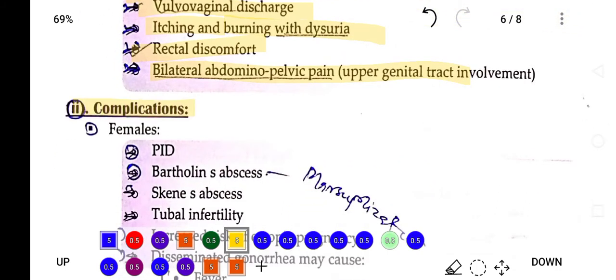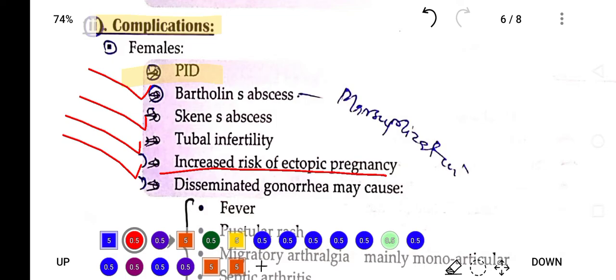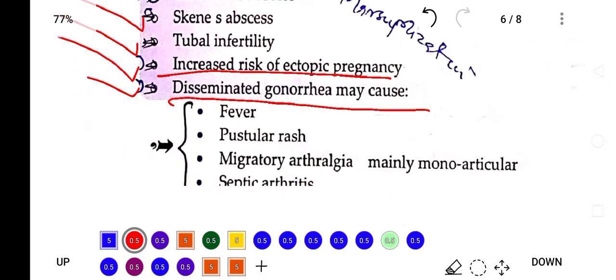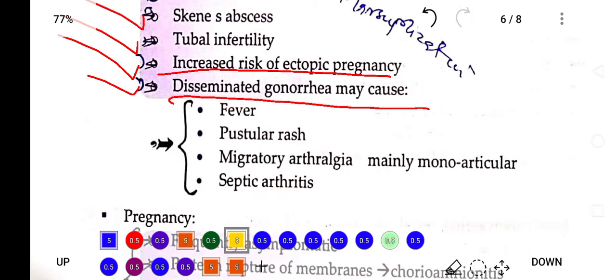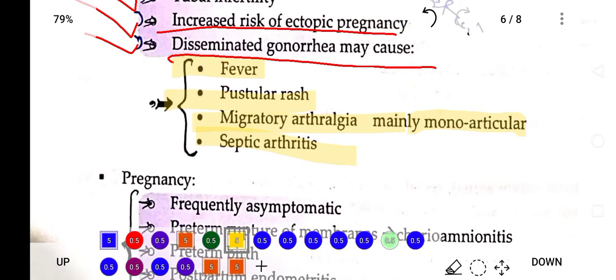Complications of this disease are PID, pelvic inflammatory disease, Bartholin abscess or skin abscess, tubal infertility, increased risk of ectopic pregnancy, and disseminated gonococcus may present. Now, in disseminated gonococcus, the patient has fever, pustular rash, and migratory arthralgia with septic arthritis along with monoarticular joint pain. That is disseminated gonococcal infection.